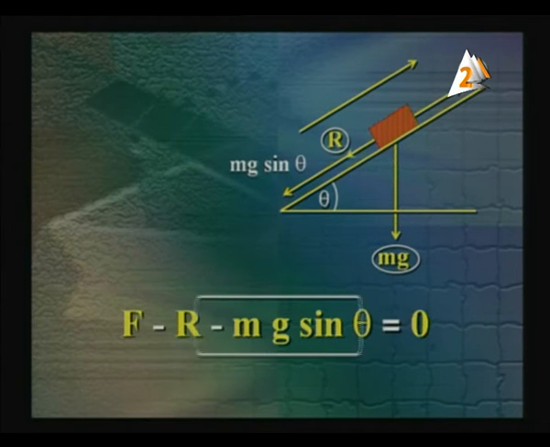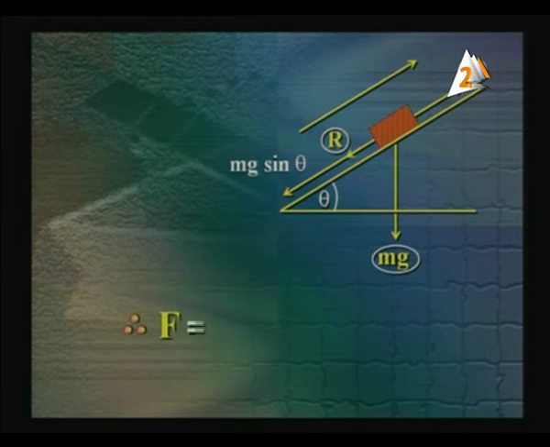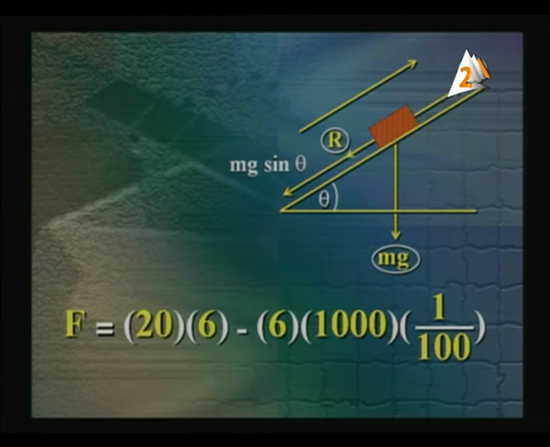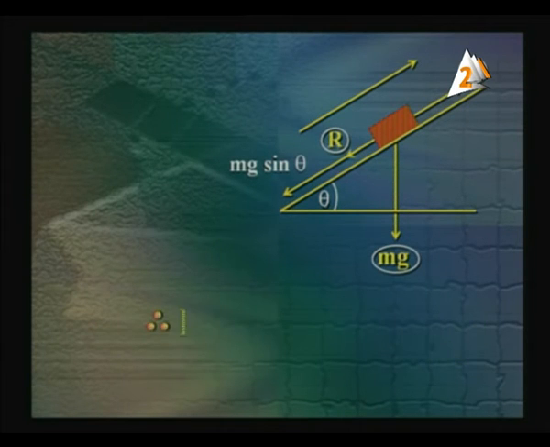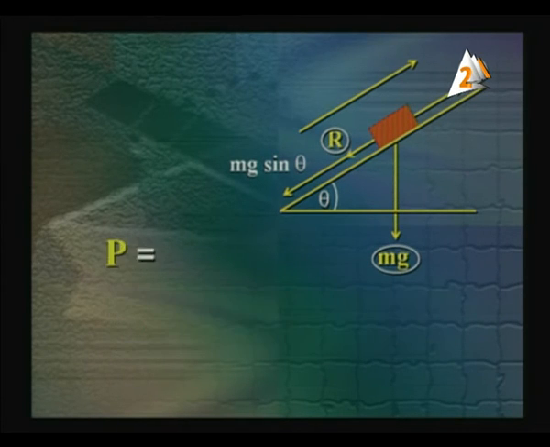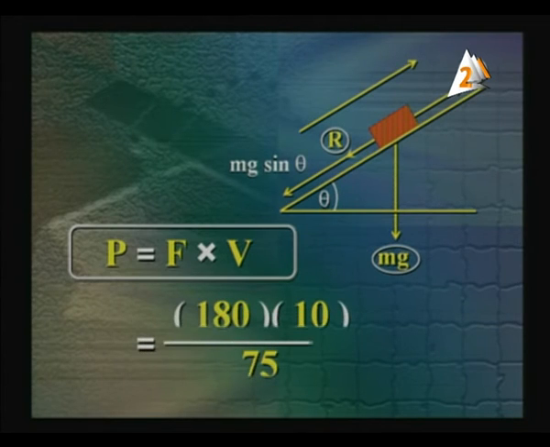And the equation of motion is given by F minus R minus mg sine theta equals 0, or F equal R plus mg sine theta. So F equal 20 times 6 minus 6 times 1000 times 1 over 100, and the value of F equal 180 kilogram weight. Now, since the power of the car P equal F times V equal 180 times 10 over 75 equal 24 horses.